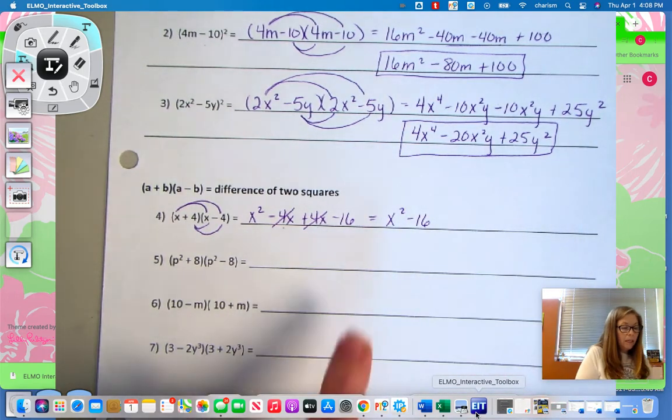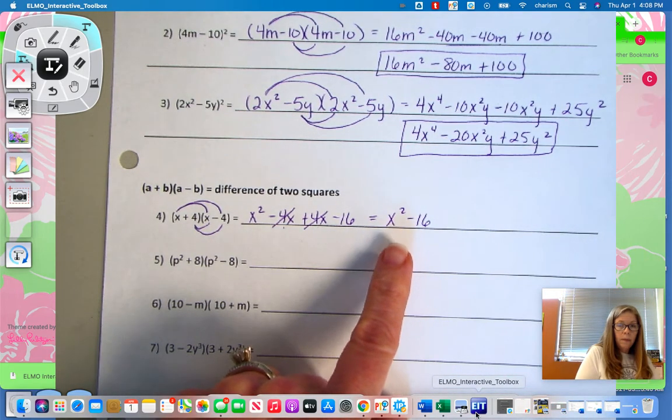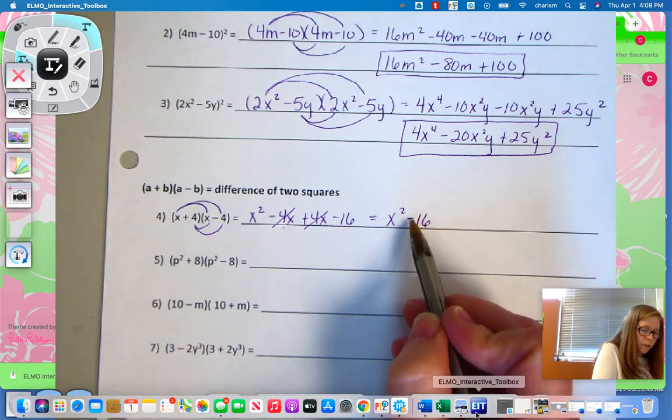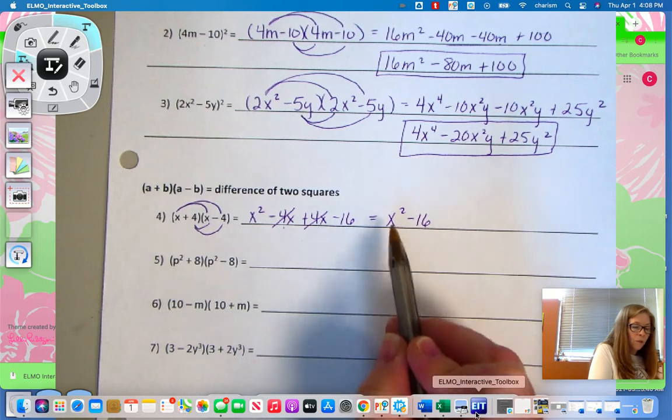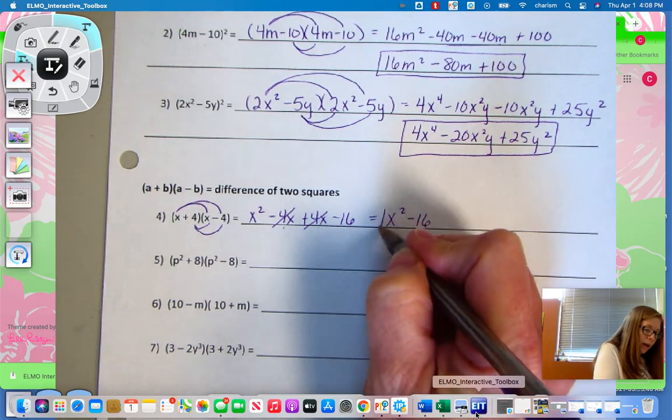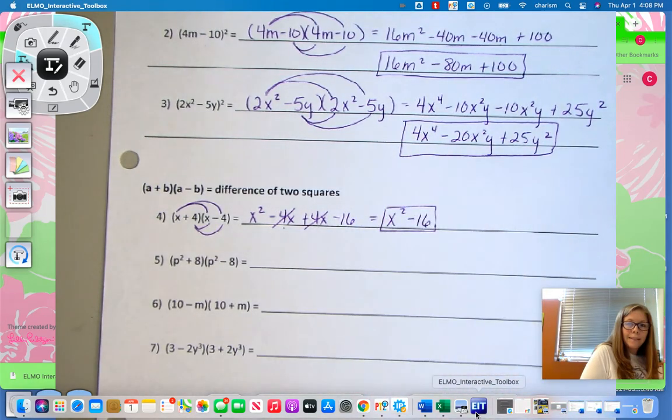Now, this is special. This is called the difference of two squares. So you've got the difference, which is the subtraction, and you've got a perfect square and a perfect square. That's going to happen every single time.